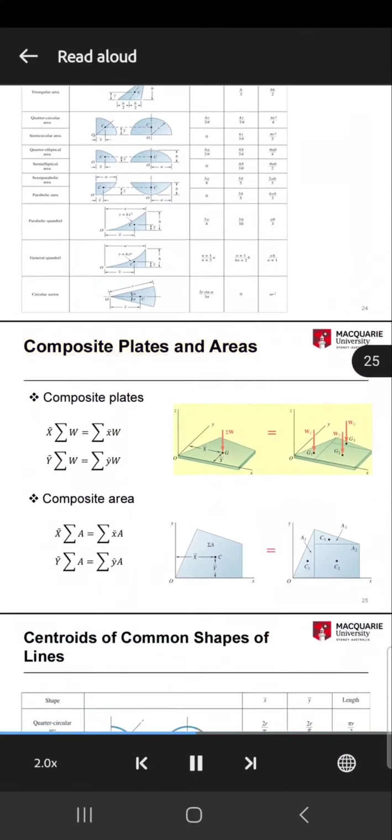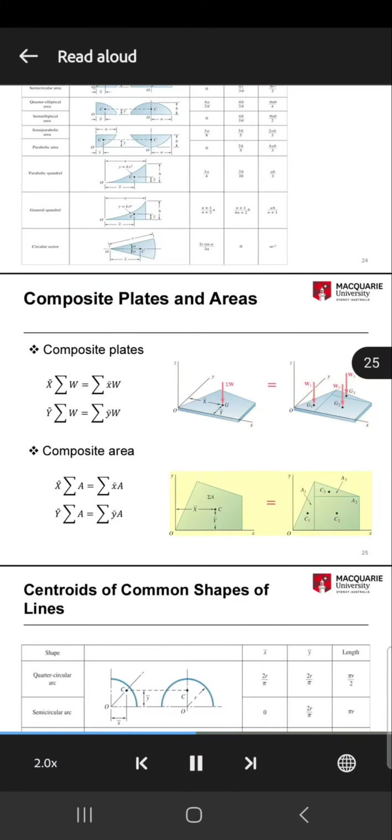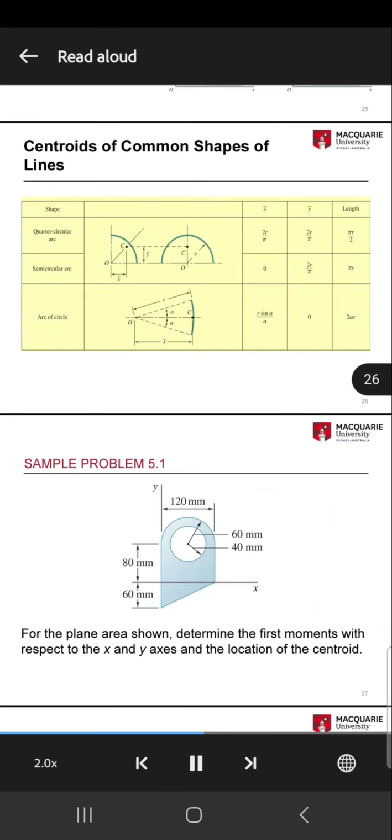Centroids of common shaped areas. Composite plates and areas: the location of the center of gravity of a composite plate can be determined from the centers of gravity G1, G2 of the component plates. Composite area. Centroids of common shaped lines: location of centroids of common shaped lines, such as a circular arc, semicircular arc, and quarter circle arc.